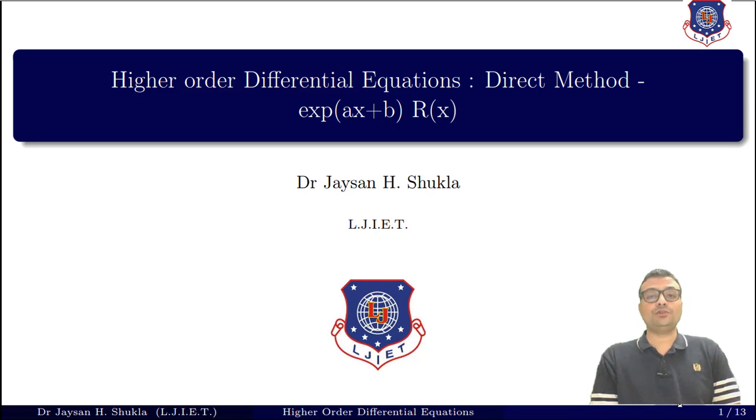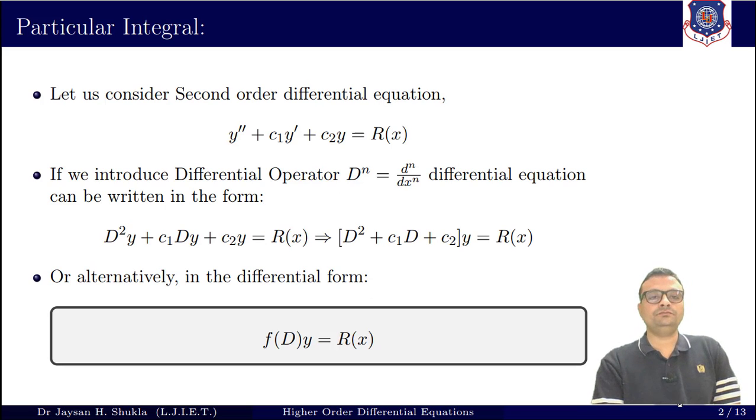That is nothing but exponential function into some random function. So let us see how to formulate higher order differential equation, how to figure out particular integral in this case. So as usual, this is our second order differential equation y double dash plus c1y dash plus c2y equal to r of x. Y dash and y double dash indicate respectively first and second order derivatives of y with respect to x. C1 and C2 are arbitrary constants and R(x) is a random function of x.